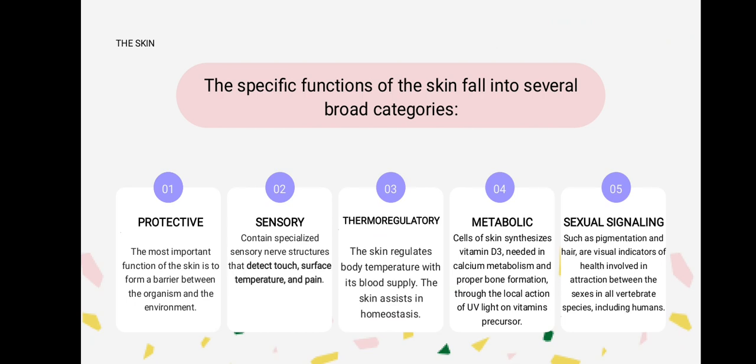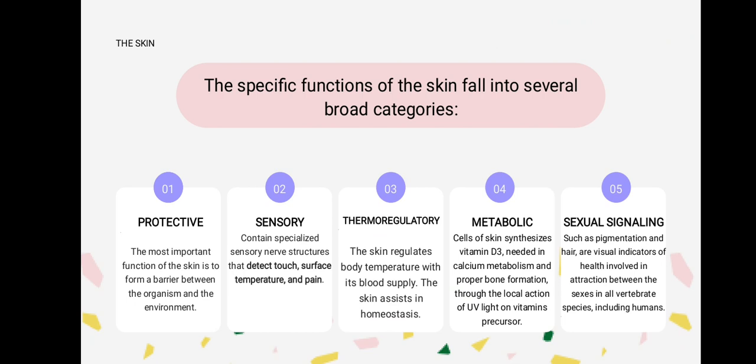So the skin has specific functions which fall into several broad categories. First is the protective function. This is the most important function of the skin because it forms a barrier between the organism and the environment, providing a physical barrier against thermal and mechanical insults such as friction, and against most potential pathogens and other materials.